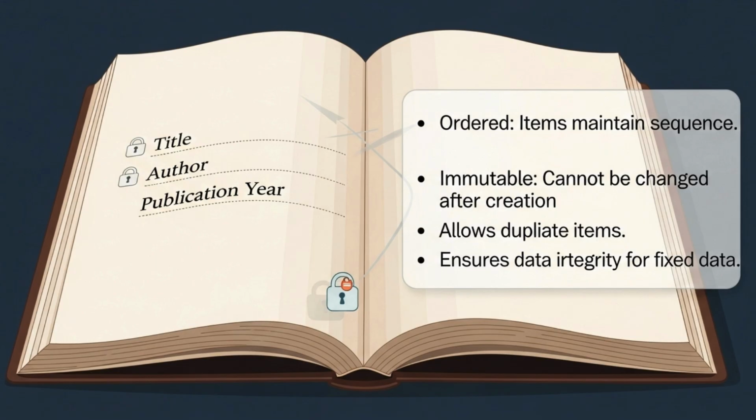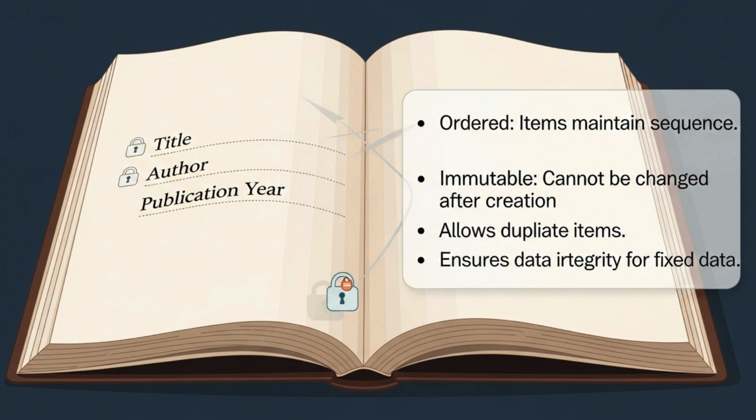Next, we have tuples. In our library, a tuple is like a book's fixed publication details: its title, author, and publication year. Once these details are printed on the book, they generally don't change. Tuples are similar to lists in that they are ordered and allow duplicate items. However, their defining characteristic is that they are immutable. This means that once a tuple is created, you cannot change, add, or remove its elements. This immutability is not a limitation, it's a powerful feature for ensuring data integrity.